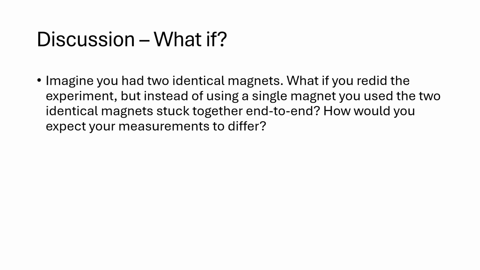So what if instead we use two magnets stacked together? Well, that would have the effect of doubling the moment of the magnetic dipole. And since the magnitude of the magnetic field is proportional to the magnetic moment, that would have the effect of doubling the magnitude of the magnetic field that was observed.